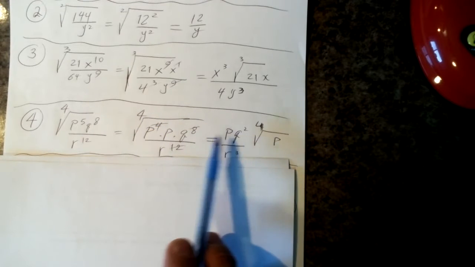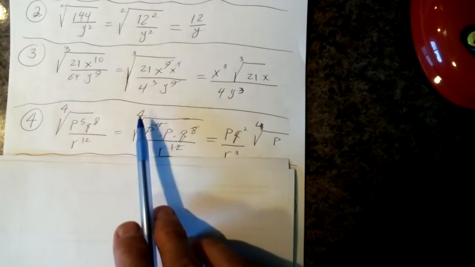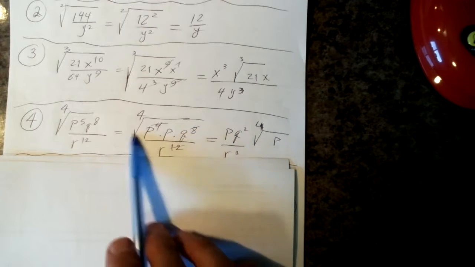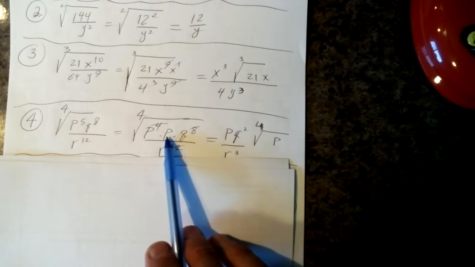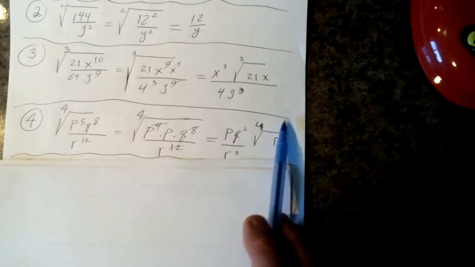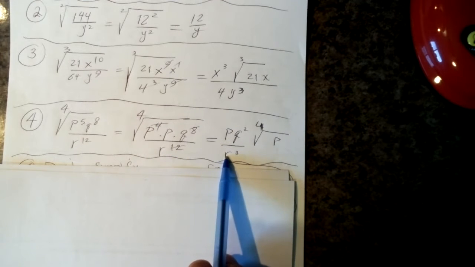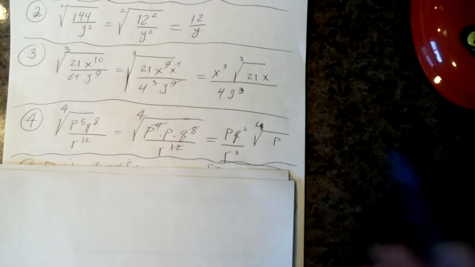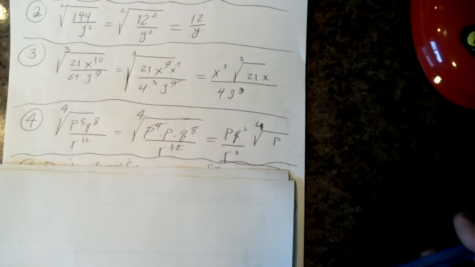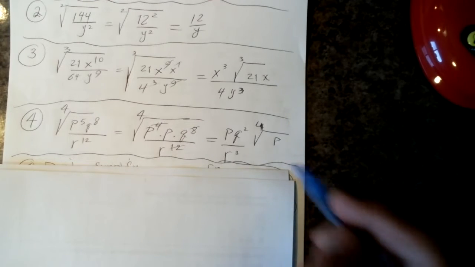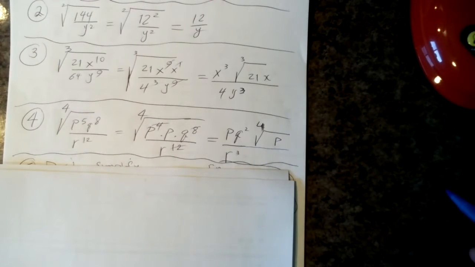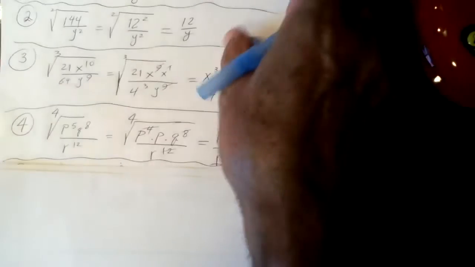P is released. Q is 8. 8 divided by 4 is 2. So q squared is released. This p stays at the denominator. 12 divided by 4 is 3. So r cubed is released. But remember, it has to stay at the denominator. So you could either do it like that, or you could just continue this fraction line.